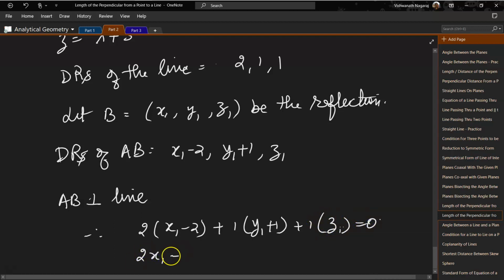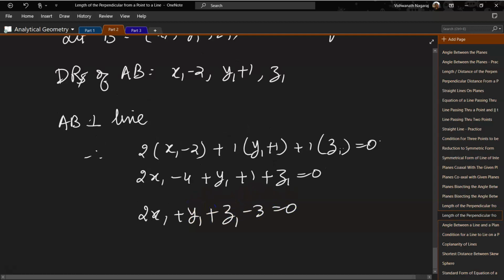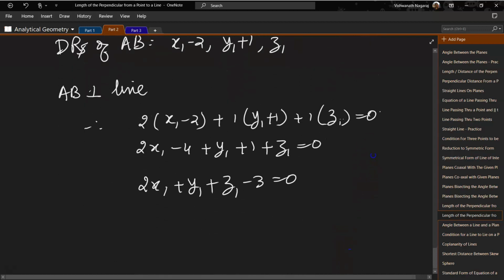So 2x1 minus 4 plus y1 plus 1 plus z1 is equal to 0, which is 2x1 plus y1 plus z1 minus 3 equal to 0. And remember, this is the equation of a plane on which these 2 points, that is A and B, would be lying.